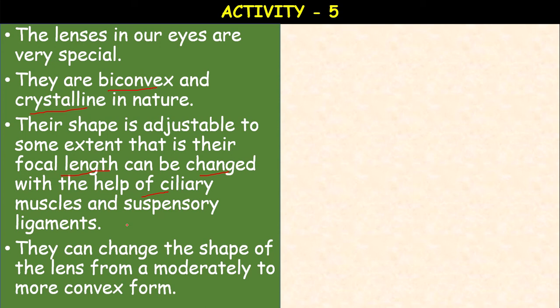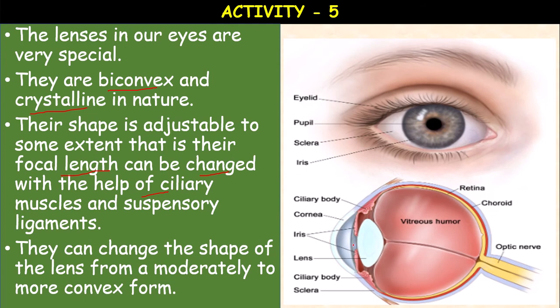So the shape of the lens may change from moderately convex to more convex. This is the lens, and this is the ciliary body, and the suspensory ligaments are also present here. They hold the lens in position, up and down. The focal length will adjust, because for the formation of an image, focal length is very important.